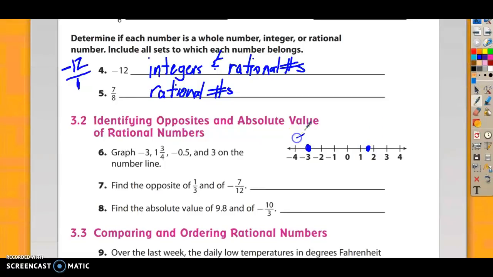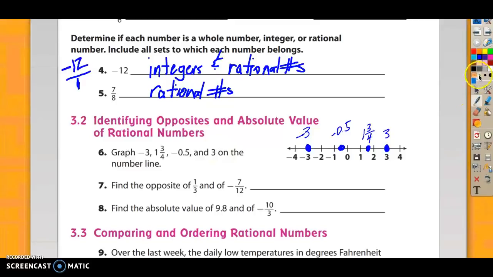It's right about there. I'm going to label all of them actually. Negative 3. So it's going to be 1 3/4. Okay, we've got negative 0.5. So negative means go to the negative side, but I only go halfway because 0.5 is a half. So it's halfway between 0 and negative 1. Negative 0.5. And my last one is positive 3. That's a super easy one. Okay, let's just check that I got those. Negative 3, yes. 1 3/4, yes. Negative 0.5 and 3. Okay, good. All right, done with those.